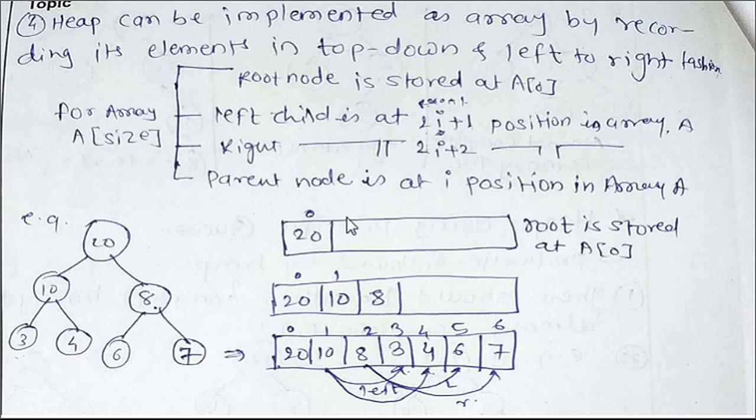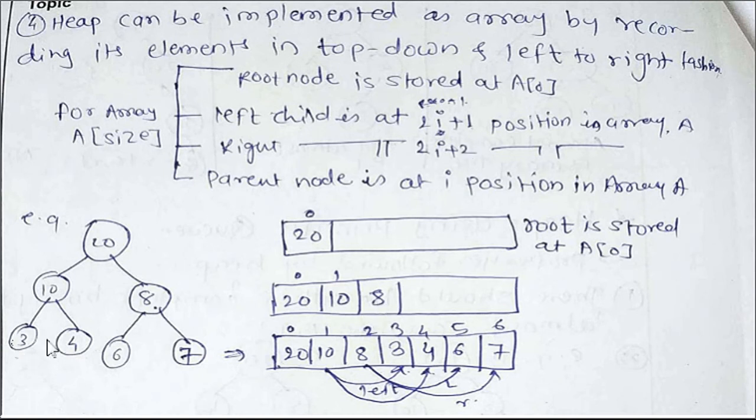Here is an example of how this heap can be stored in the array. As we have seen, the root node is stored at A[0], that is, the 0th position. Next, the left child is at 2i plus 1. This i is 0 for us, so 2 into 0 is 0, plus 1 is 1. So this 10 is going to be stored at the first position. Next, i is again 0, so the next element, 8, is going to be stored at the second position.